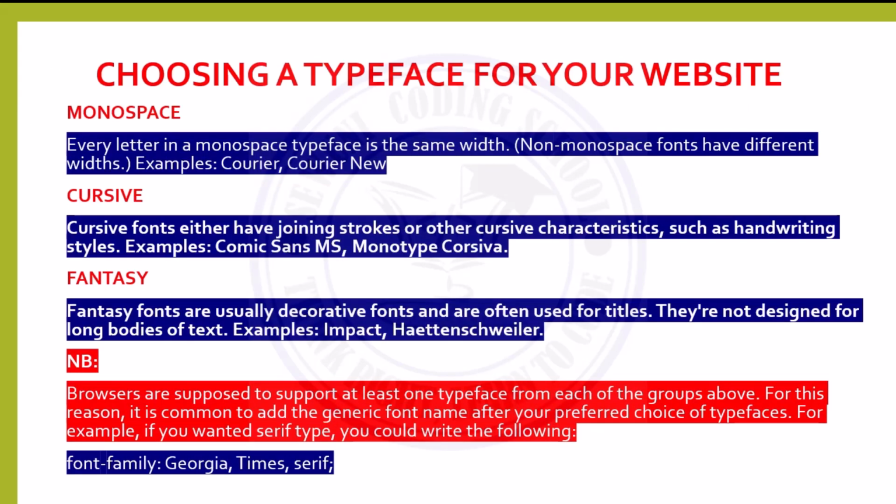Examples of monospace also include Courier. Courier is also used in creating websites. So you can give an example of Courier, an example of sans serif, and an example of serif, so that even when a person does not have one, he can fall on the others.